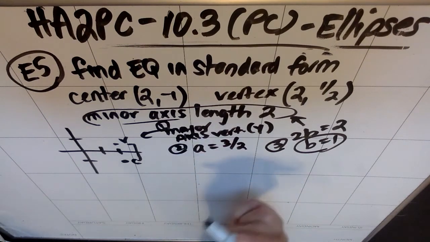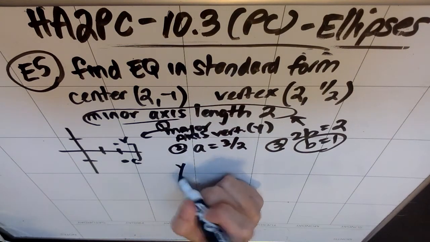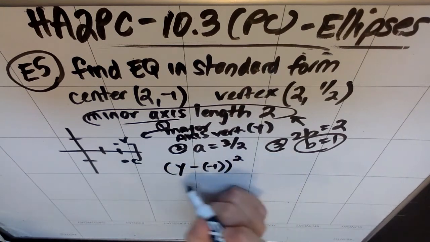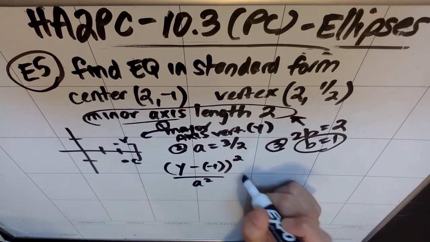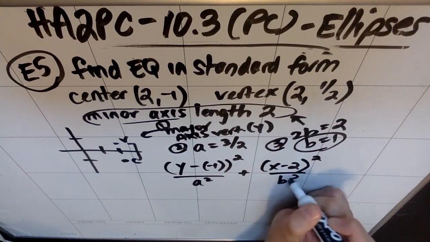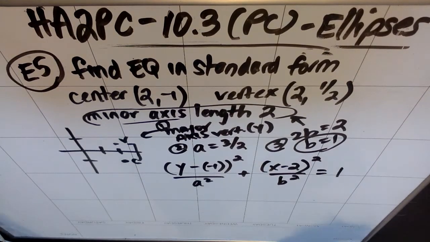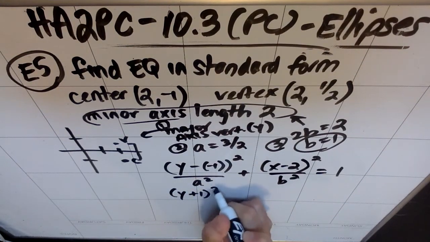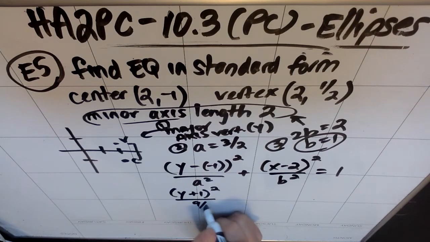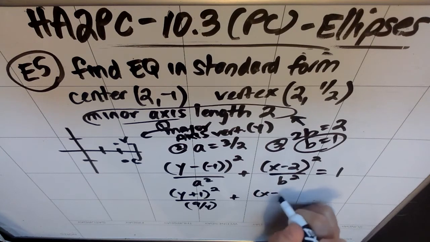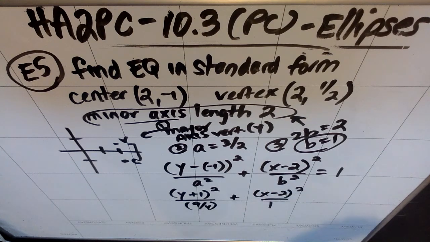So since my major axis is in the y direction, I should have y minus the y coordinate of the center, quantity squared, over a squared, plus x minus the 2, quantity squared, over b squared, equals 1. Well, I know a and b, so I'm going to write it as (y plus 1) squared because I think it looks nicer. Now, technically, this is over 9/4. We're going to talk about why that's a little awkward in a sec, plus (x minus 2) squared over 1, equals 1.